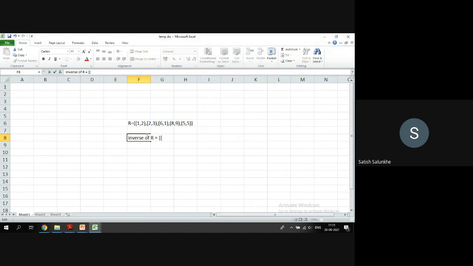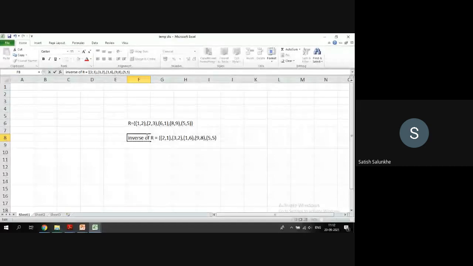For all elements A comma B belongs to R, B comma A is the element which is belonging to inverse of R. That is called R inverse. So what should I write? So 2 comma 1, correct. Very good. Next. 3 comma 2, continue. Very good. Next. 1 comma 6, correct. 9 comma 8, correct, and 5 comma 5. Very good. So the cardinality of inverse of R is also remaining as it is. It is also same as the cardinality of R.